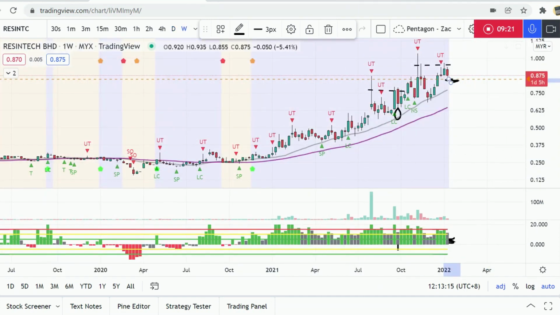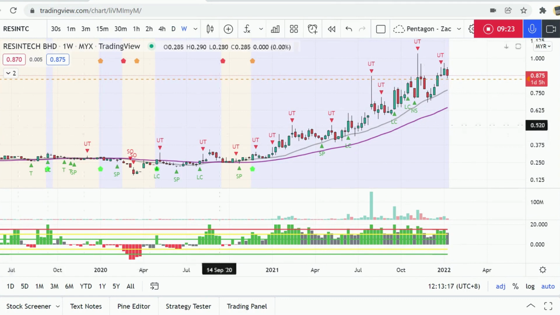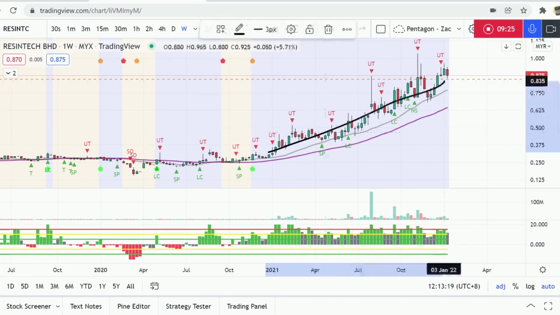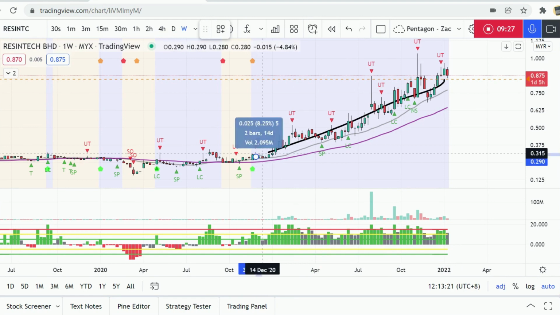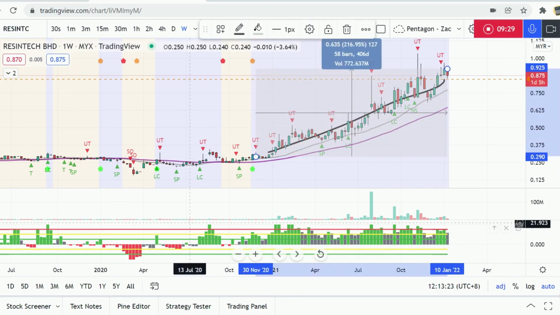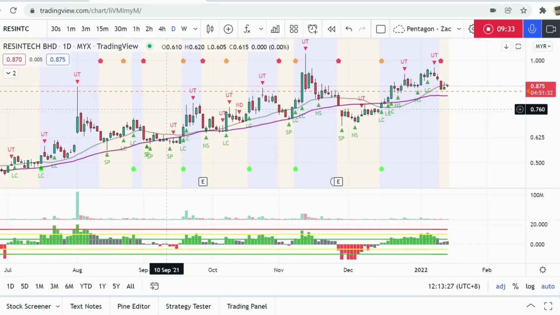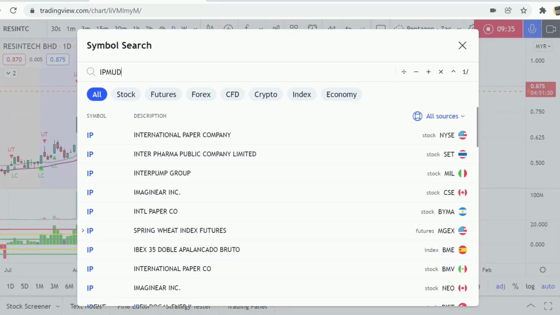So by looking into this weekly charting, RESINTEC overall still in a big uptrend over here. So from the initial green pentagon to now 200%, okay, so this is based on weekly chart. Okay, now another two more counters that I'm going to highlight.